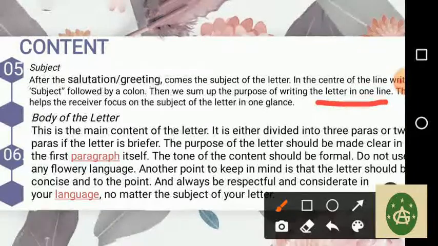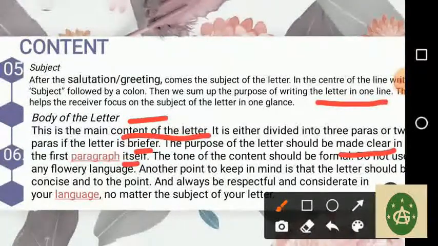Now after that, the body of the letter. This is the main content of the letter. It is either divided into 3 paragraphs or 2 paragraphs. If the letter is shorter, then 2 paragraphs. If the letter is a little bit bigger, then 3 paragraphs. The purpose of writing the letter should be made clear in the first paragraph itself. First paragraph must be very clear on the topic. When you start writing, you will be clearly writing the purpose of the letter in the first paragraph.